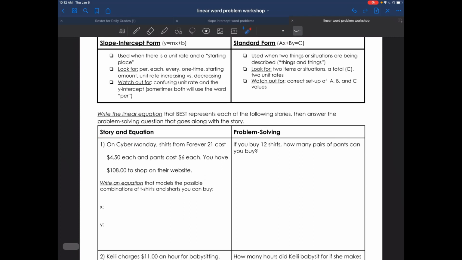So the story is this. We have gone shopping on Cyber Monday. The shirts from Forever 21 are $4.50 each. The pants are $6 each. And you have $108 total to shop, all right?